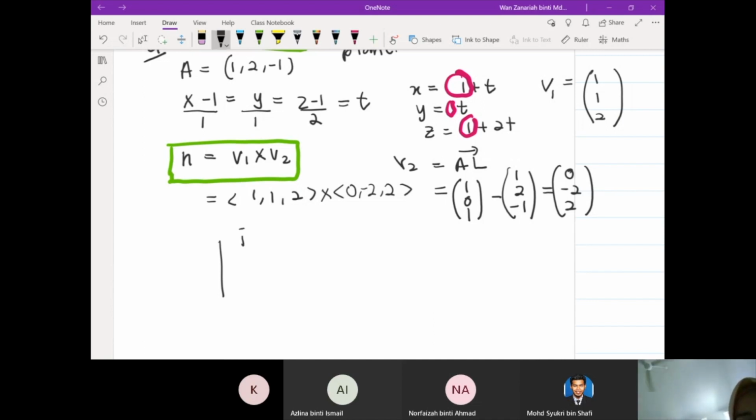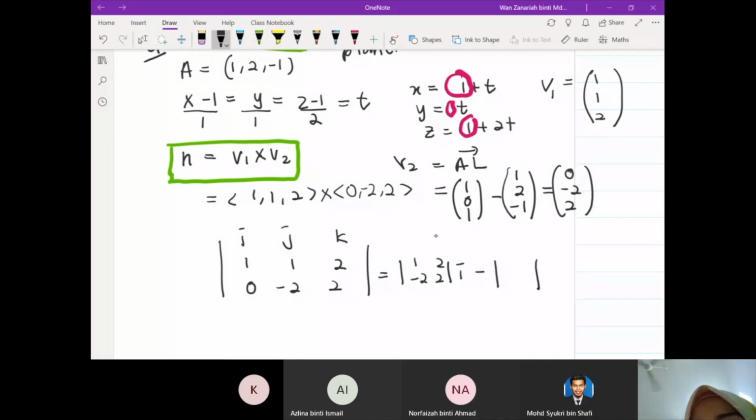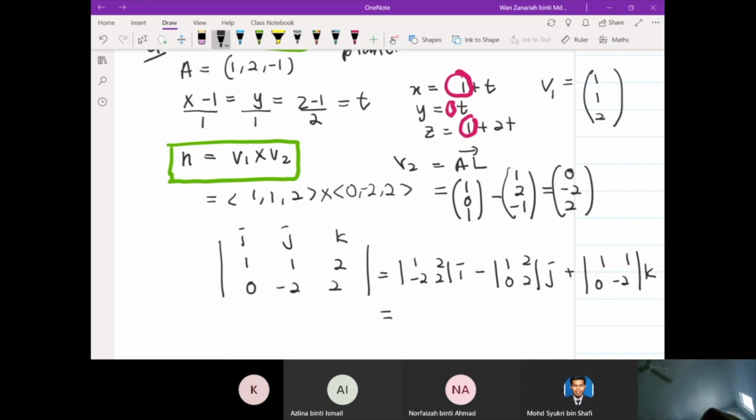I, J, K. 1, 1, 2, 0, negative 2, 2. Okay, terms I: 2, 1, 2, negative 2, 2, minus J: 1, 2, 0, 2, terms K: 1, 1, 0, negative 2. Okay, alright, so this one we will get 2 minus 4.